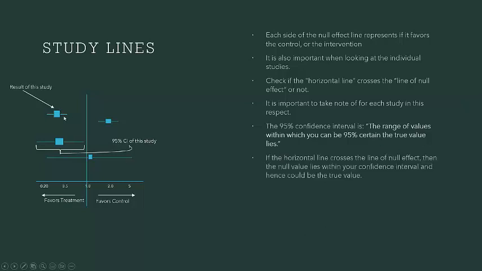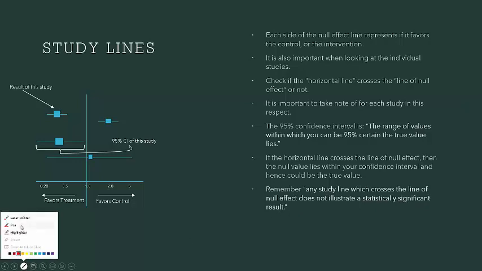If this horizontal line crosses the line of null effect, like in this case or in this case, then the null value lies within your confidence interval and hence could be the true value. Remember, any study line which crosses the line of null effect does not illustrate a statistically significant result.